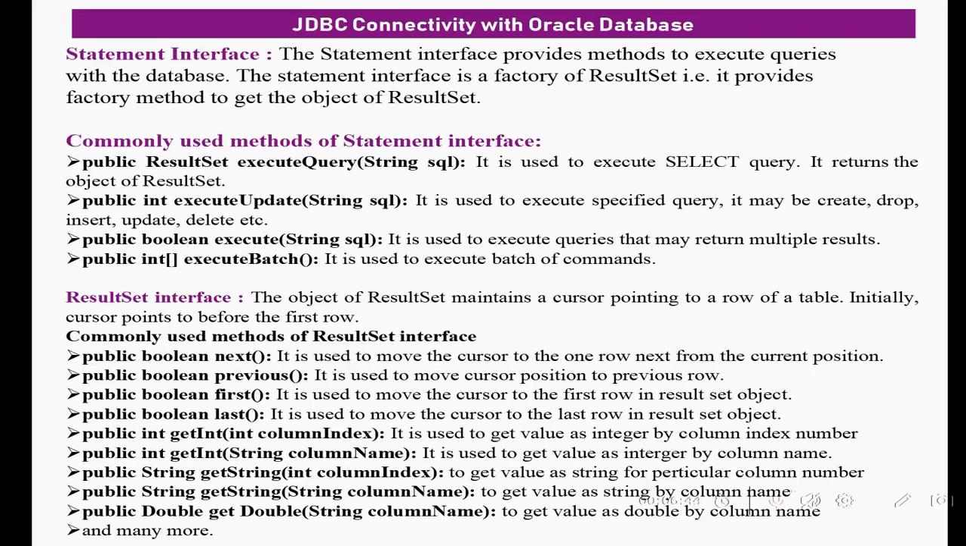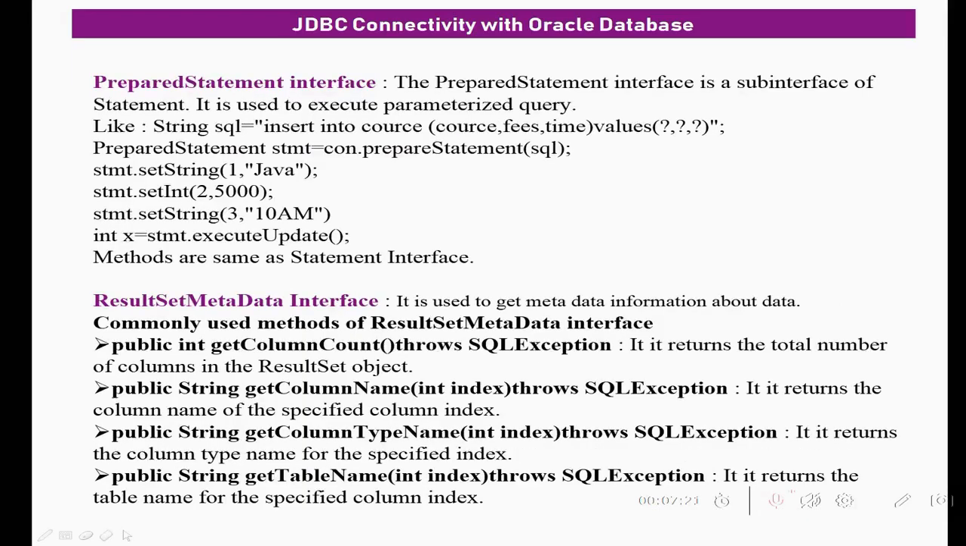If you want to fetch the string, then the method to be used is public String getString(int columnIndex) or getString(String columnName). Both are the same. In one we have to specify the column name, and in the other we have to specify the column index. Now the next is if we want to get a double type of value, then the method will be public double getDouble(String columnName) or column index, whatever. And there are many more methods.